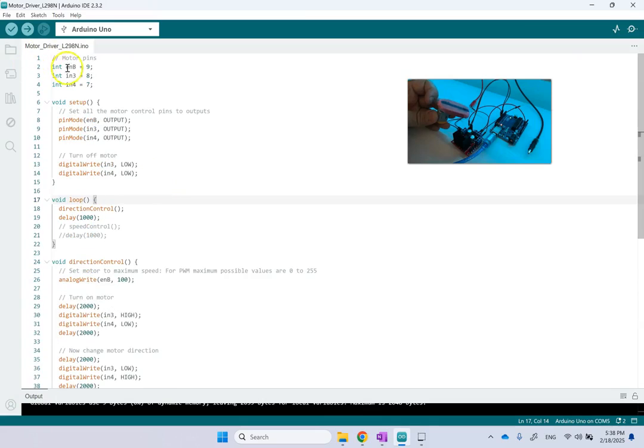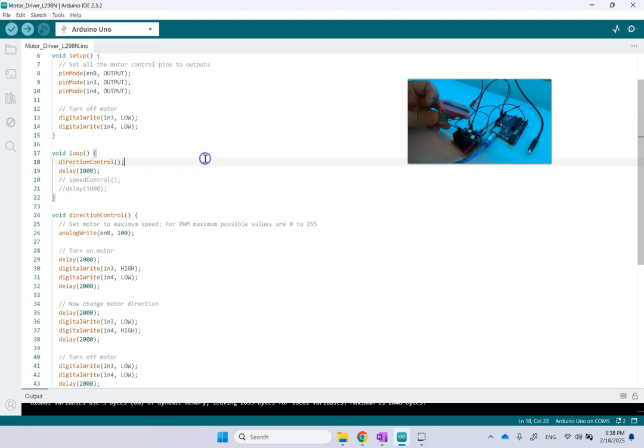And here you can see that the enable pin B is 9, in 3 and 4 are 8 and 7. And then here first we set them as output, and then we first set them to low. So first make sure that everything is off to start. Then I call the function direction control, which shows you a demo of how to reverse the direction. Then I delayed, and this part I commented out because I don't want to show you PWM first, but later I'll also show you how to do the PWM with the speed control.